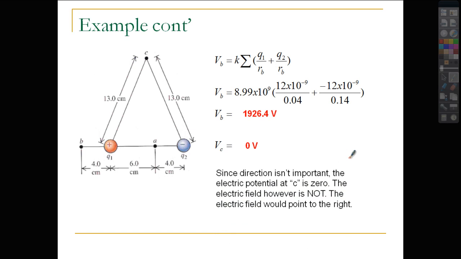Why is it 0? Since direction isn't important, the electric potential at C is 0. The electric field, however, is not. The electric field would point towards the right. That's because we're going to have all these electric field lines coming like this that want to go from the positive to the negative. So at that point C, it's going to point straight to the right.